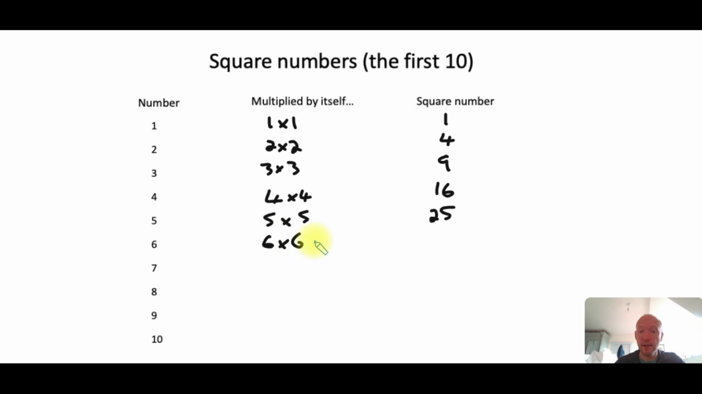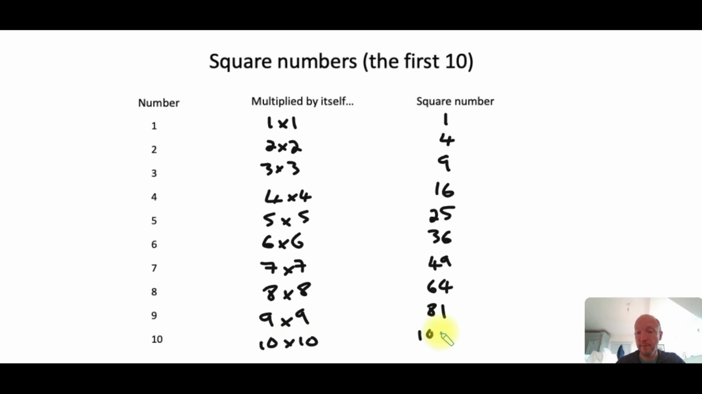6 times itself, 6 times 6 is 36. 7 multiplied by itself, 7 times 7 is 49. 8 multiplied by itself, 8 times 8 is 64. 9 times 9 is 81. And 10 multiplied by itself is 100. Now these then are all square numbers.